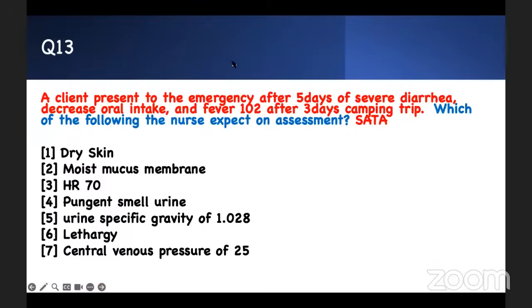Number 13, of course, we have to look at fluid status. Select or apply. Which of the following does the nurse expect on assessment? What should I see? If I see this, that's what expect means. If I see this, I should see that. A client presents to the emergency room after 5 days of severe diarrhea. 1, buzzword: decreased oral intake. 2, buzzword: fever of 102 after 3 days of camping. 3, buzzword.